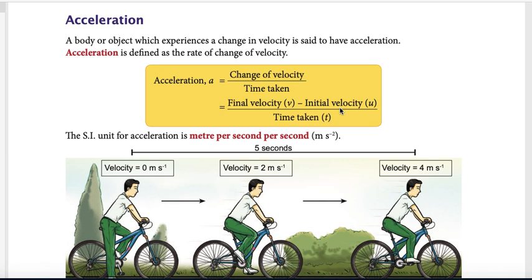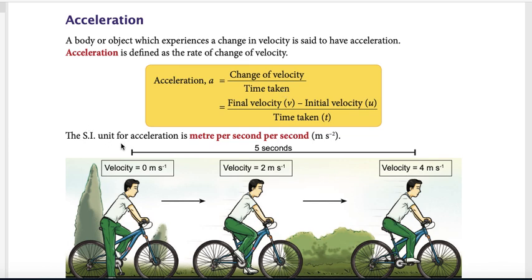So if you calculate the value of acceleration and you get a negative value, it means that the object is decelerating. But if you get a positive value of acceleration, it means the object is in accelerate movement. After you minus the final velocity with the initial velocity, you will get the value of change of velocity. Then you will divide with the time taken.